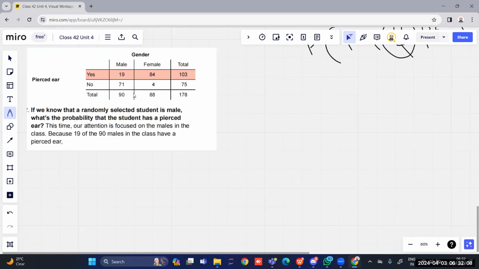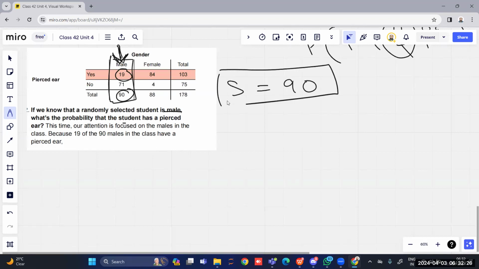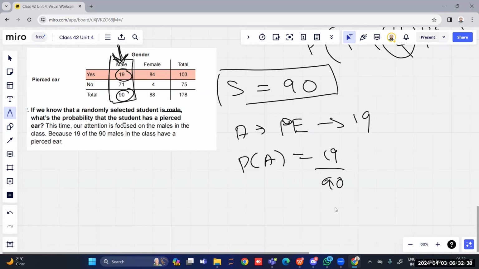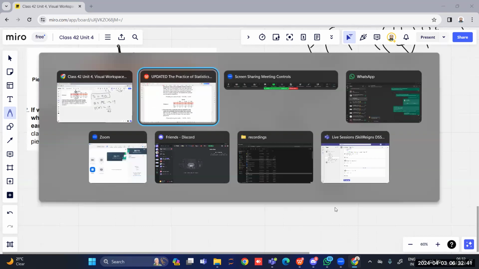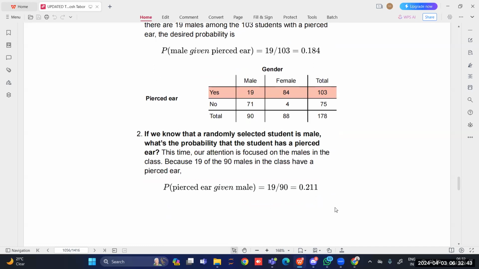So now we have fixed that the student is a male. So I fix this column, and we'll look into this only. After fixing male, what's the probability the student has a pierced ear? The sample space has become 90, as we have fixed that it is a male. And A is that it is a pierced ear, so the number is 19. The probability of A is 19 upon the total sample space, 19 upon 90, 0.221.